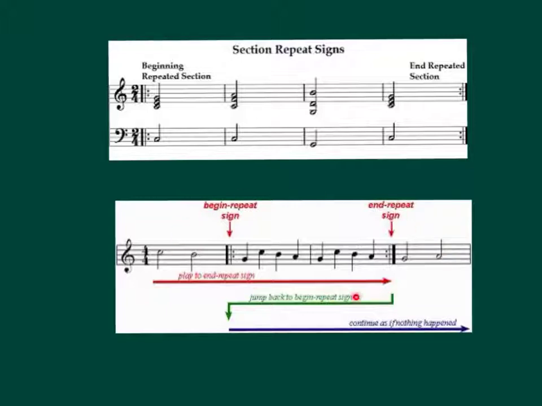Here, the repeat sign is in the middle of a song. So what you would do is you would start at the beginning, you would play through, then you would go back and repeat these 2 measures and play to the end, sounding like this. Repeat, then end.